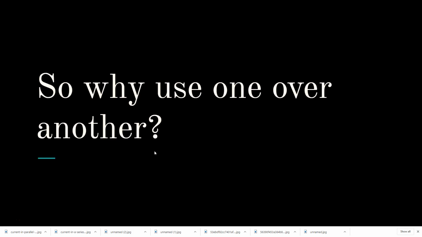Now the question you might be asking is, why use one over the other? The parallel circuit seems to be the most superior circuit. Well, there's an answer for that.